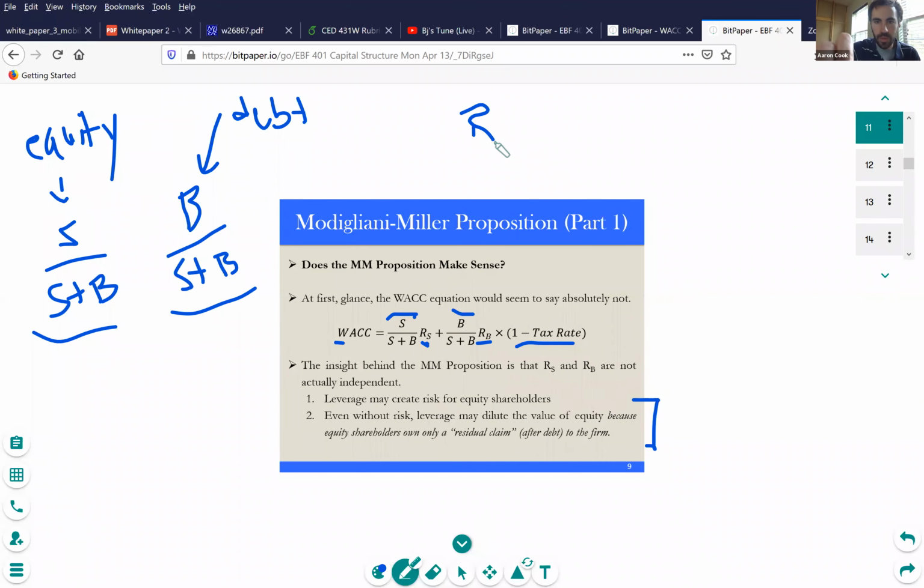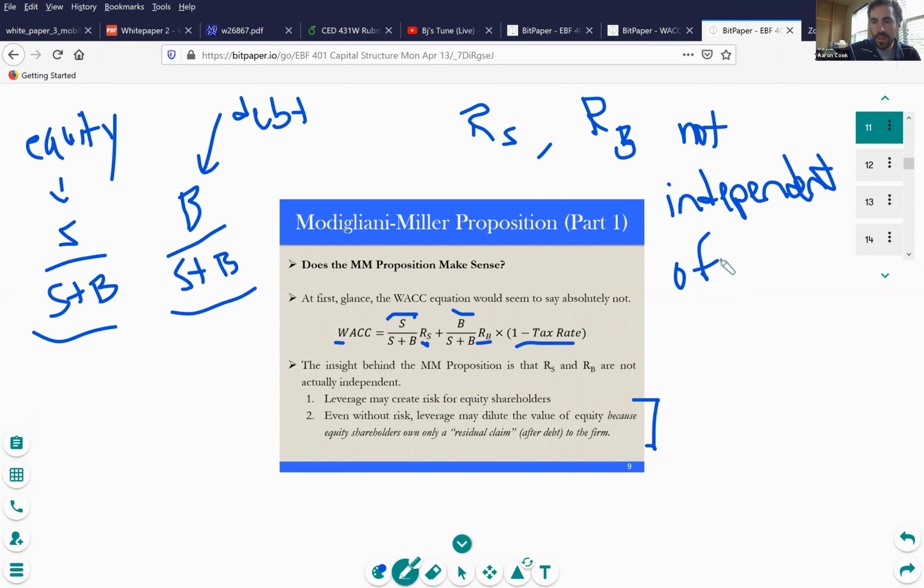The key point here is that RS and RB are not independent of capital structure. The way this equation is written, it looks like these parameters are independent. You can move S or B, you can wiggle those parameters around, but in doing so, you actually change RS. In particular, you change the required return on equity. So let's look at an example.